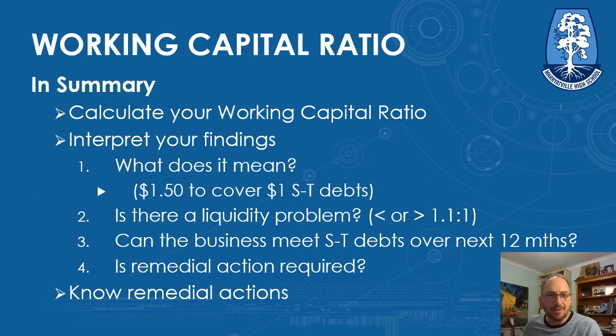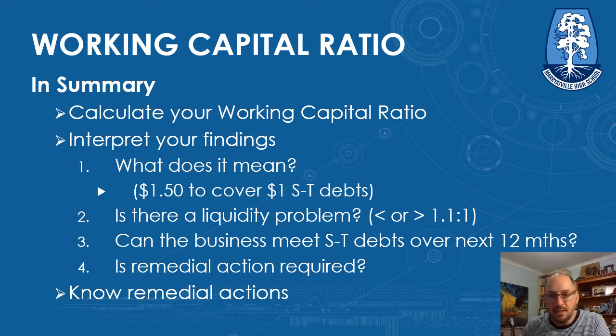In summary, regarding working capital ratio, you need to know the working capital ratio formula, which you can get from the handout that you get. There it is. That will have the working capital ratio on it, so there's no excuse for getting that wrong. Do the calculation. Then you need to interpret your findings. What does it mean? For example, 1.5:1 means you have $1.50 to cover every dollar worth of short-term debts.